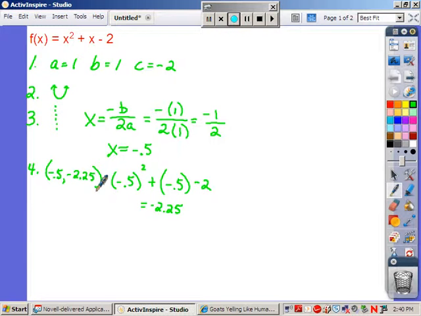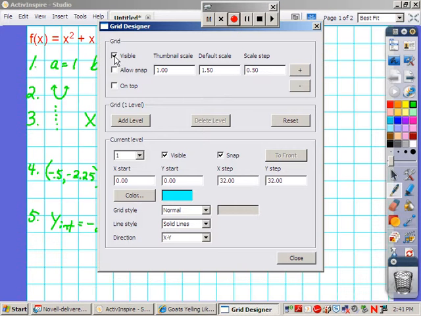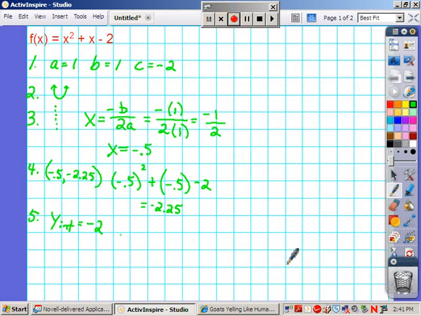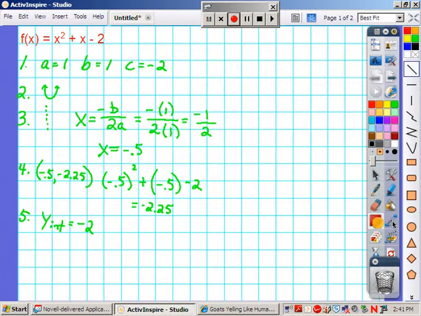And finally, the last step before we start graphing, step number 5, is to find the y-intercept. The rule for this is the y-intercept just equals c. So our y-intercept will be -2. Okay, I think I've got enough stuff here to start graphing it. So I'm going to go ahead and bring up a graphing grid and make myself an x and y axis.